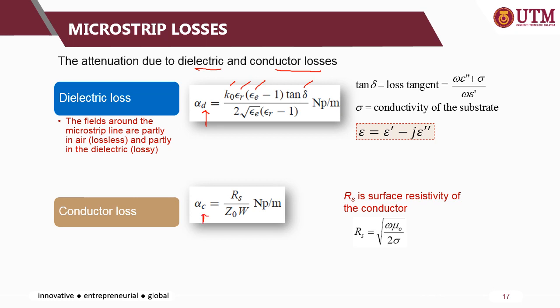Same goes for the conductor loss. For conductor loss, alpha is the attenuation or the loss, which relates the RS, the surface resistivity of the conductor, which you can estimate by using this equation, divided by the characteristic impedance and the width of the structure. The dielectric loss, as I mentioned, is due to the fields around the microstrip line itself, where the strip line is exposed to the air and also to the substrate or dielectric materials, which are lossy materials.